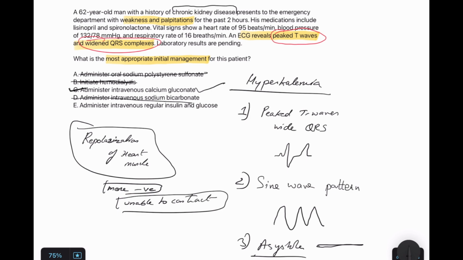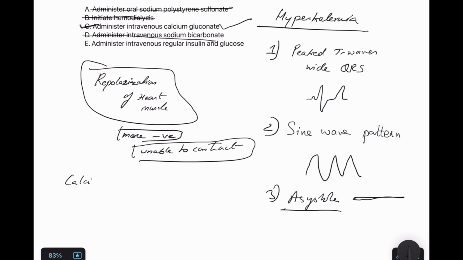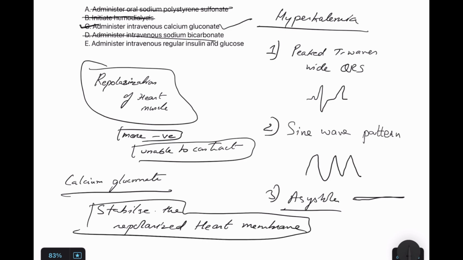So the treatment of this is calcium gluconate, and calcium gluconate is going to be the primary treatment. What does calcium gluconate do? It's going to stabilize the repolarized heart myocyte membrane, and it will decrease the repolarization.